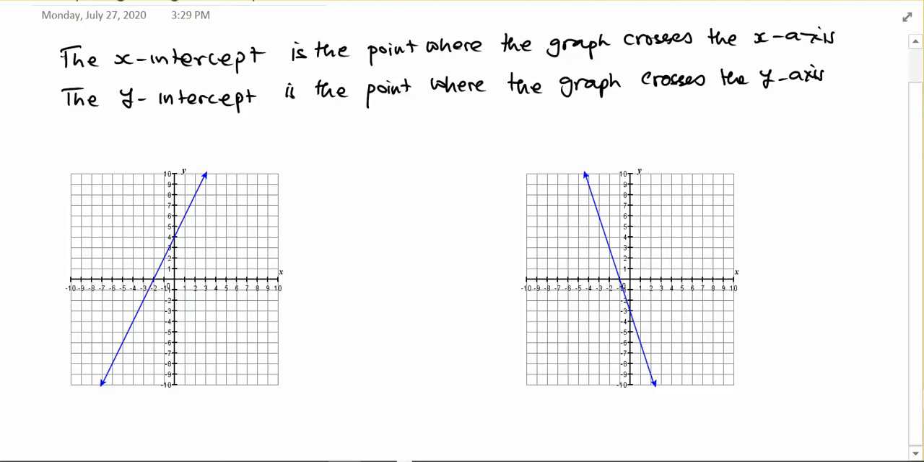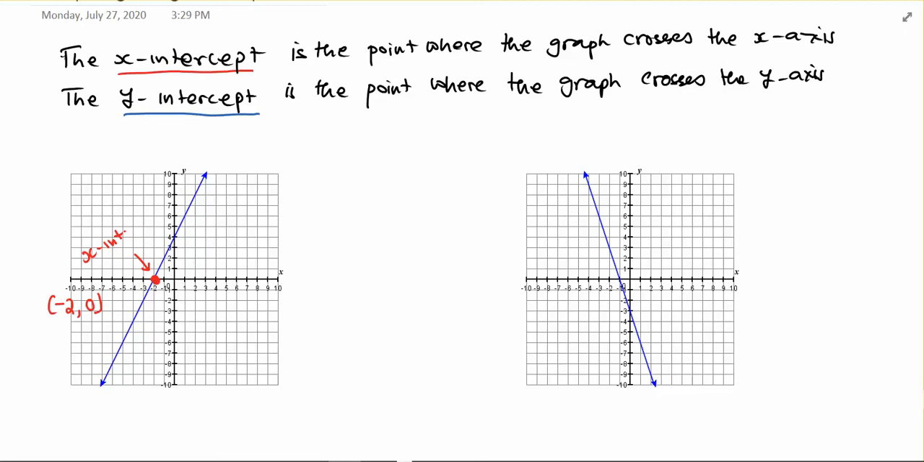So let's take a look at these pictures down here and see if we can find these values. I'll do the x-intercept in red and the y-intercept in blue. The x-intercept is the point where the graph crosses the x-axis, so right here, crossing the x-axis, that is the x-intercept. If you were to write that point down, that would be the coordinate -2, 0. -2 this way and no up and down, 0.